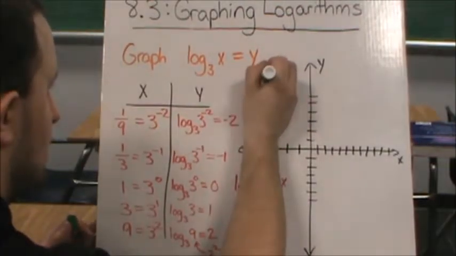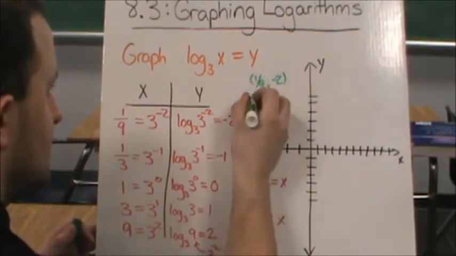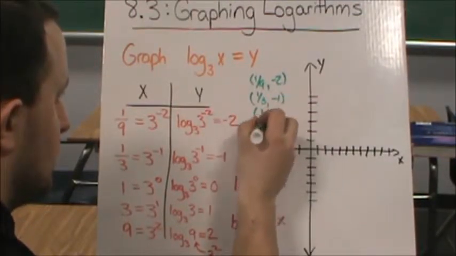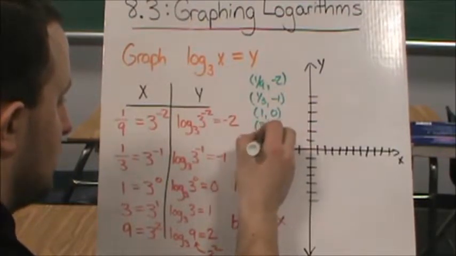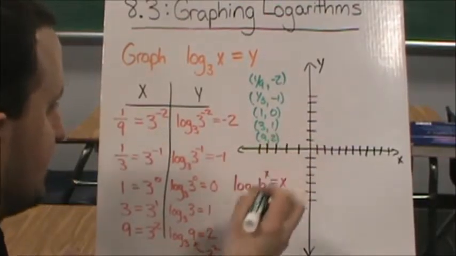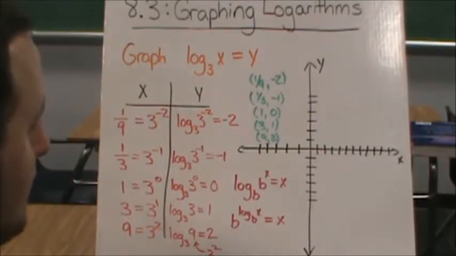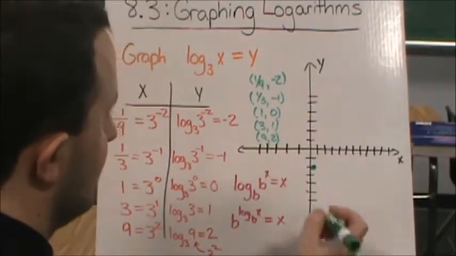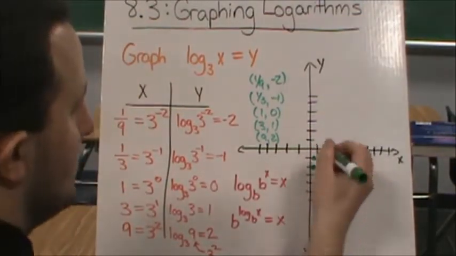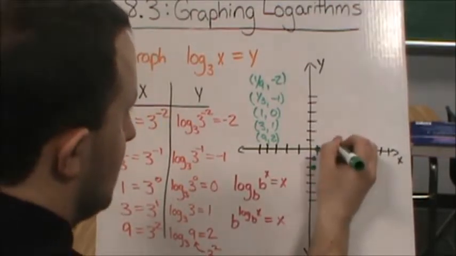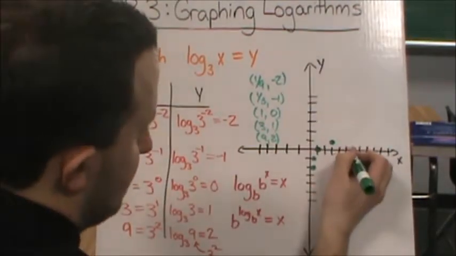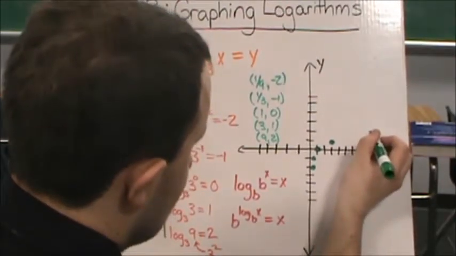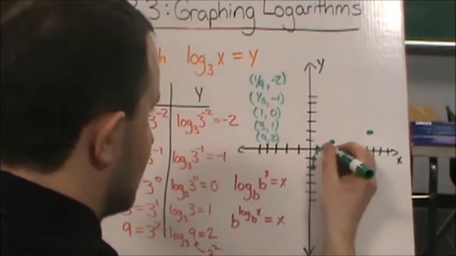Here are the points we have: 1/9, -2; 1/3, -1; 1, 0; 3, 1; and 9, 2. Now we can go ahead and graph those points that we've generated using our table of x and y. So you have 1/9, -2, right around there. 1/3, -1, right around there. 1, 0. 3, 1. And 9, 2, right about there. And now we can connect the dots and draw our graph.